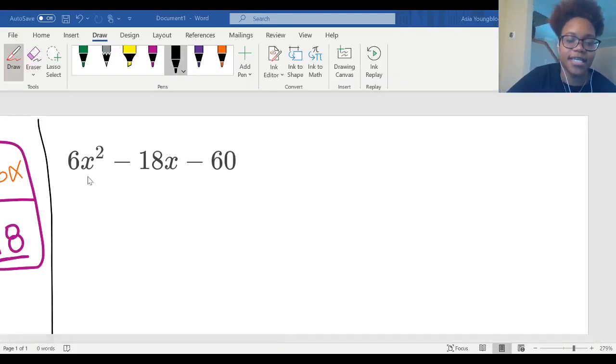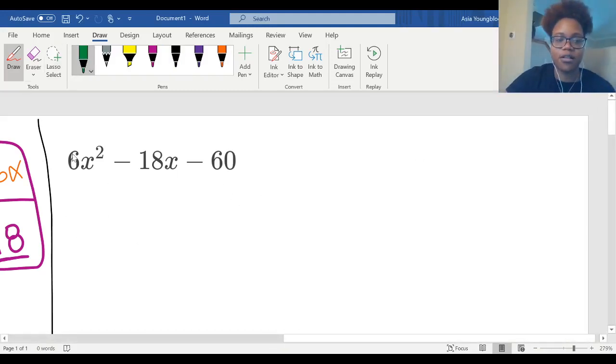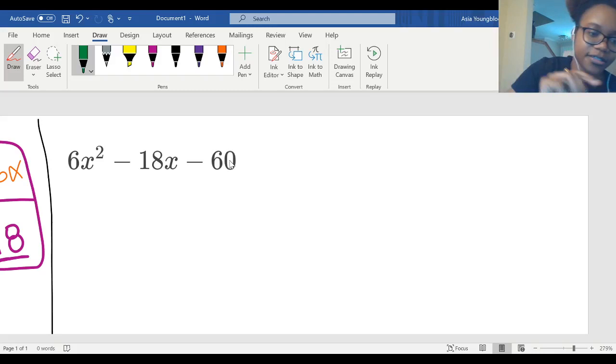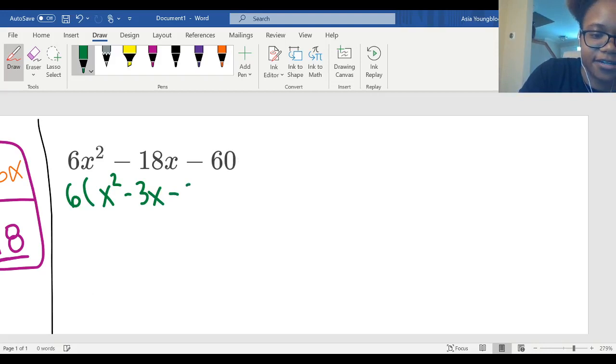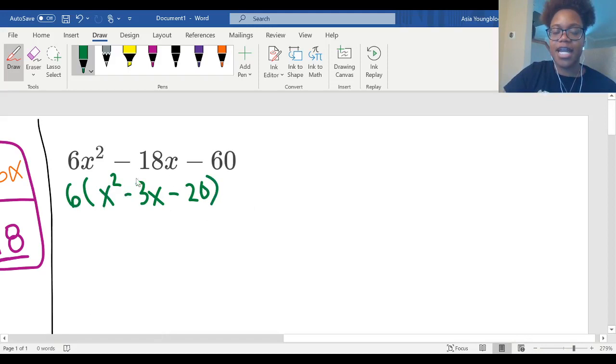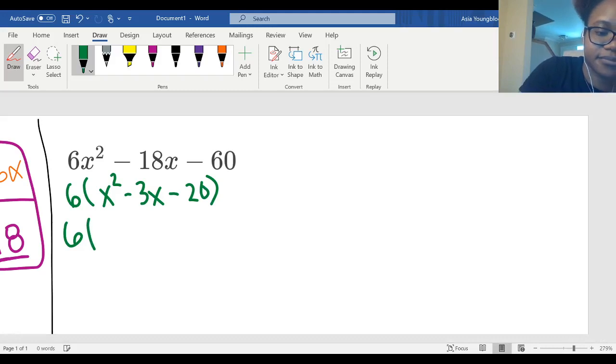This is our next problem in the set, 6x squared minus 18x minus 60. So again, we want to see if our smallest number, which is 6, goes into 18 and negative 60 evenly, which it does. So we're going to have 6 times x squared. Negative 18 divided by 6 is negative 3x. Negative 60 divided by 6 is negative 20. So we factored out our greatest common factor, and now we want to see how this is going to break down further by using our box method.